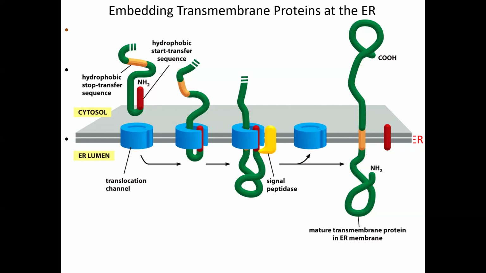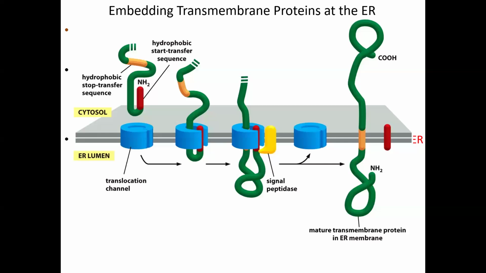Because the stop transfer sequence is hydrophobic, as soon as it is threaded into the hydrophilic transporter, the blue channel evicts that stop transfer sequence. It opens up and basically says, I'm a hydrophilic channel, you're a hydrophobic patch of amino acids, I reject you, I repel you. So the channel opens up and dumps that stop transfer sequence straight into the ER membrane.